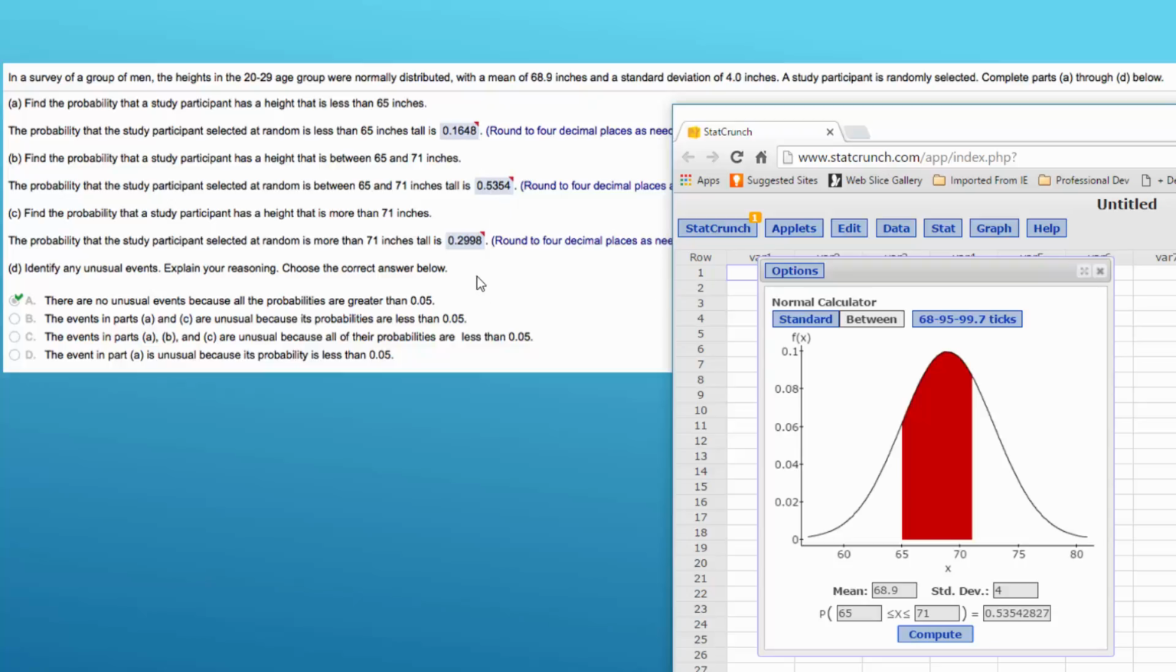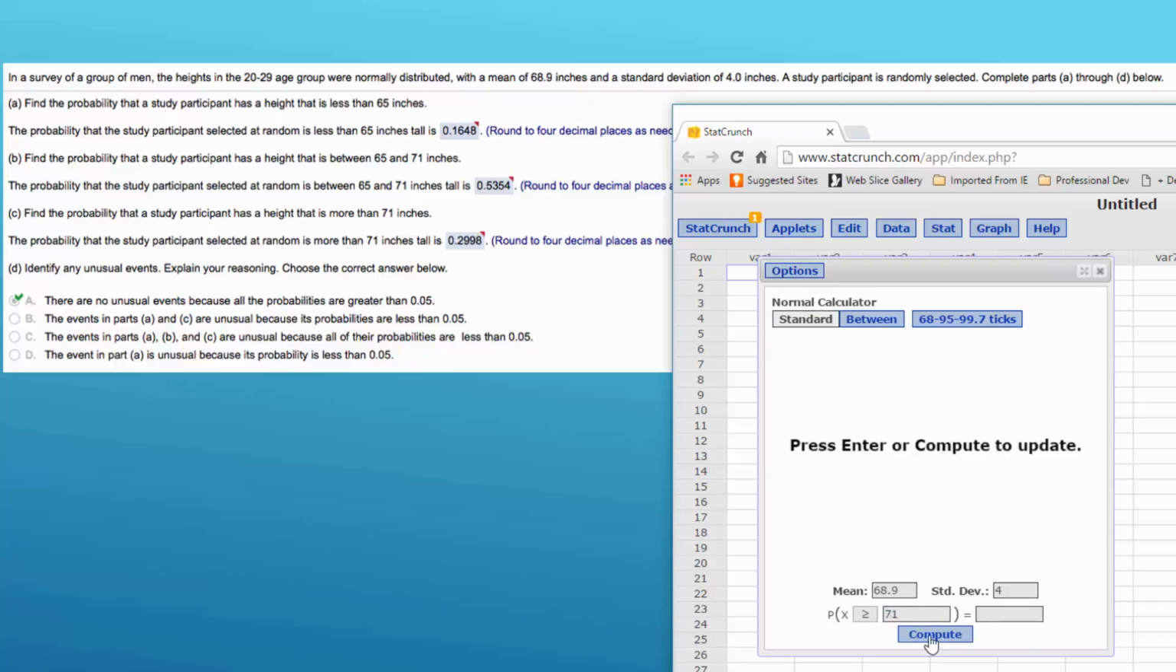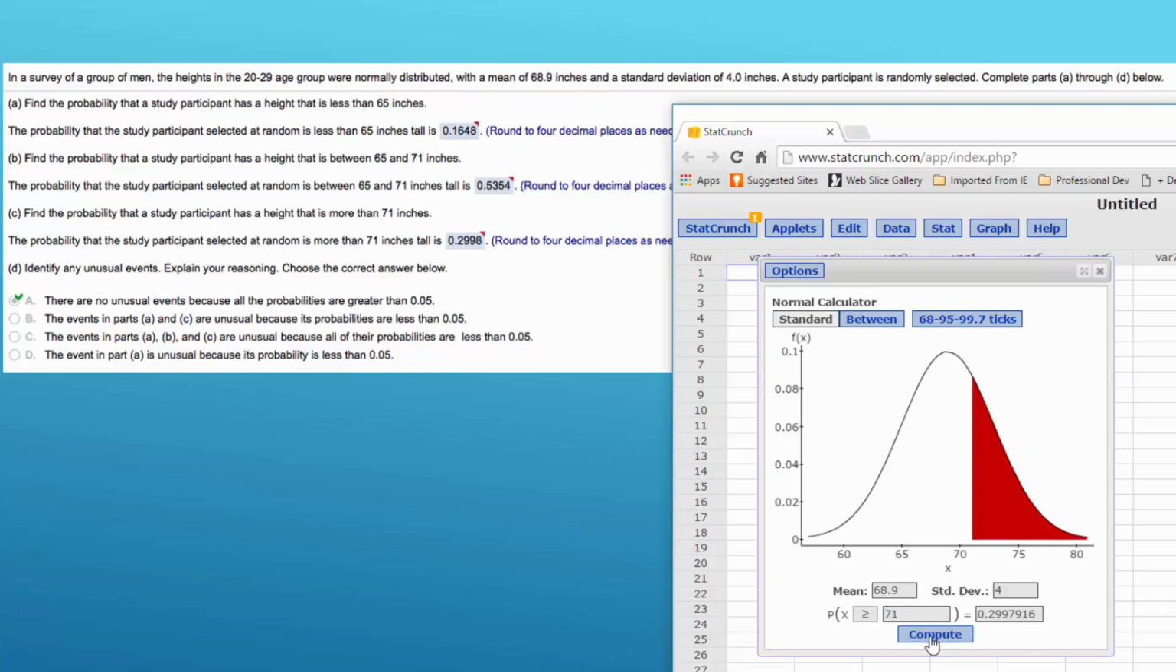The last is greater than 71, so we go back to the standard. We select the greater than 71, compute 0.2998, which is the answer they get there. And of course, all of these are more than 0.05, so that means they're not unusual. So I hope this helps.